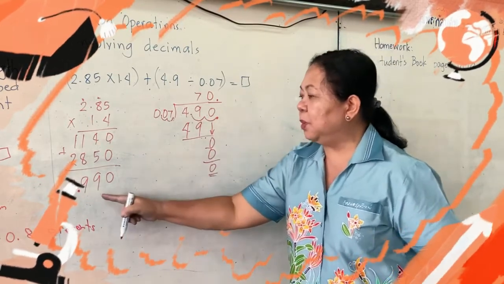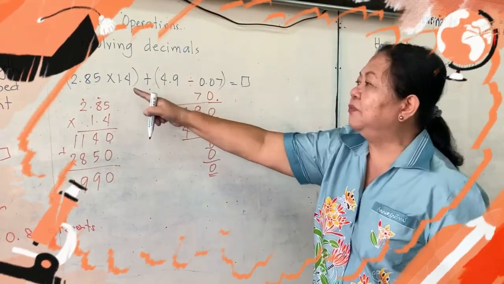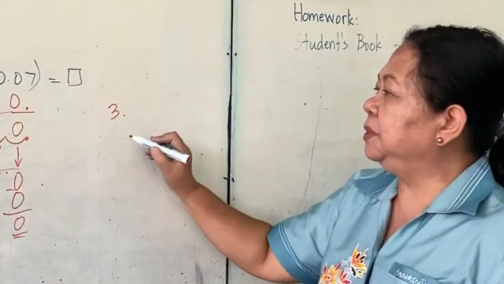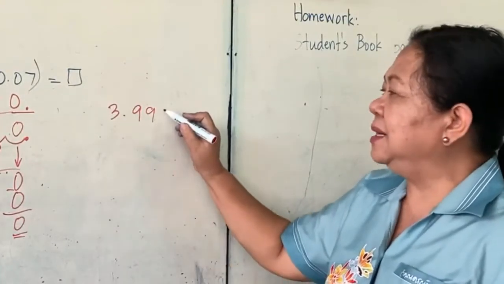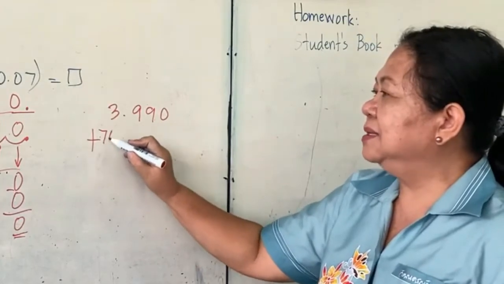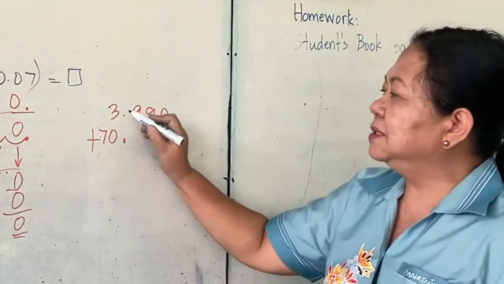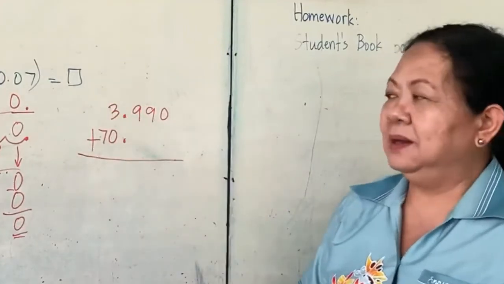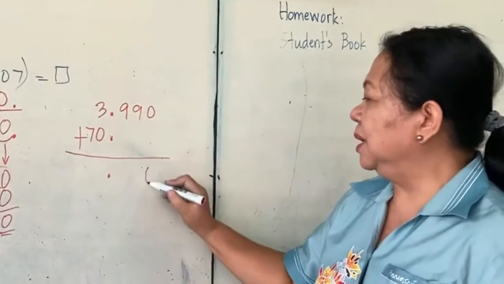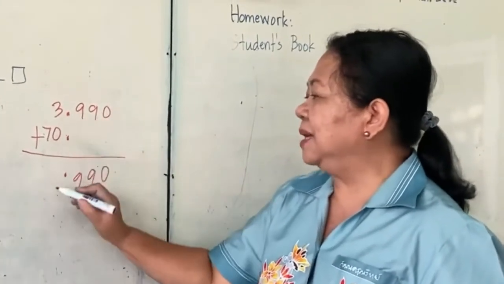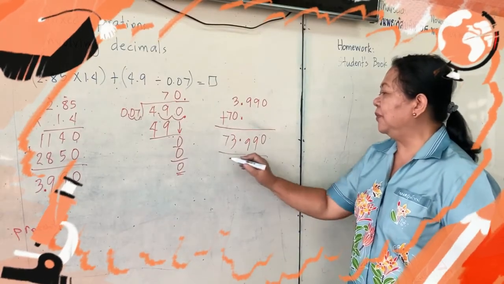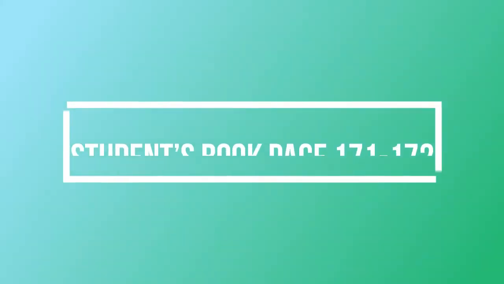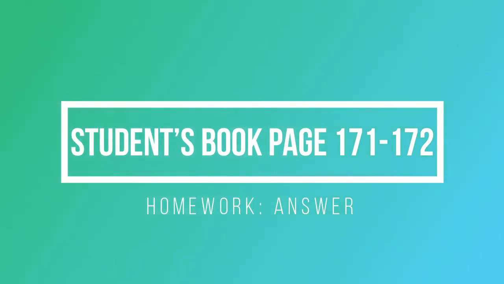Not finished yet. Here, 3.99. There, 70. Then, we already found the answers of the numbers inside the parentheses. Then we will add. So here we have 3.990 plus 70 and point here. When you are adding decimal numbers, again, make sure that the decimal points are aligned straight. So bring down 0, bring down 9, bring down 9. 3 plus 0 is 3 and bring down 7. Therefore, the final answer is 73.990. And for your homework, please answer students' book pages 171 and 172.